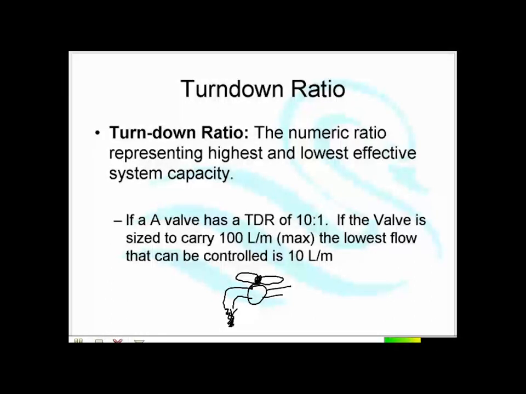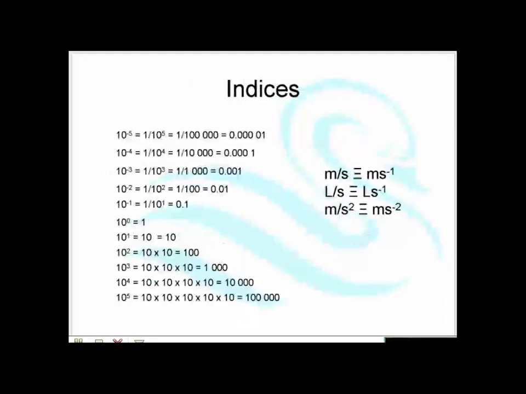It either comes through all dribbly or it comes through all spurty. So that's the turn-down ratio, the ratio of the highest effective system capacity to the lowest effective system capacity. Not necessarily the highest flow to the lowest flow, but the lowest controllable to the highest controllable.